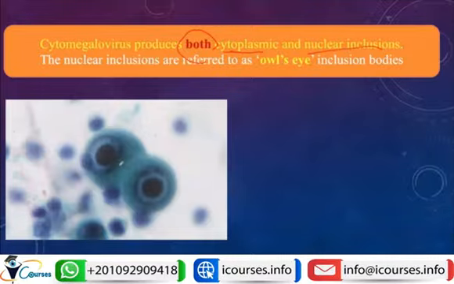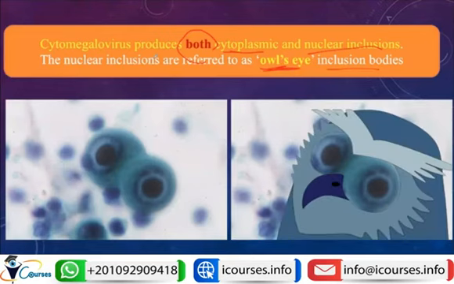These intranuclear inclusions and intracytoplasmic inclusions can be referred to as OLI. So the OLI inclusion bodies are characteristic for the cytomegalovirus, in which there are intranuclear inclusion bodies and intracytoplasmic inclusion bodies. So remember OLI for the cytomegalovirus.